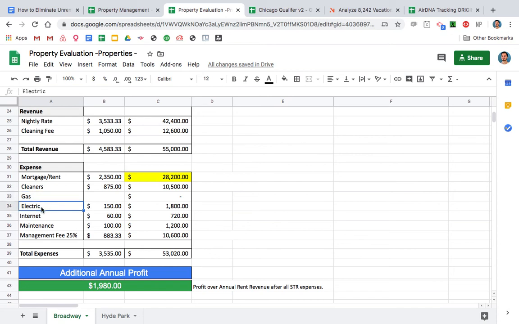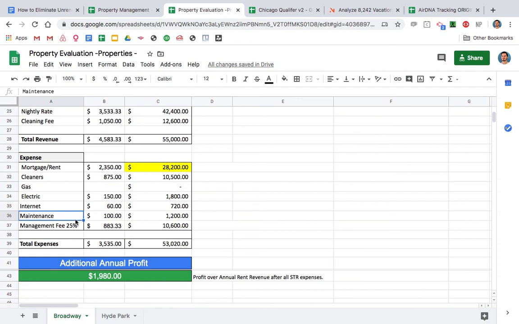So the next thing is the electric. He's now taking on the electric bill, not the annual tenant. He's going to need internet for the property, another bill he's taking on, and there's going to be some general maintenance, so I always add in about $100 a month for general maintenance. You always want to do that, right?